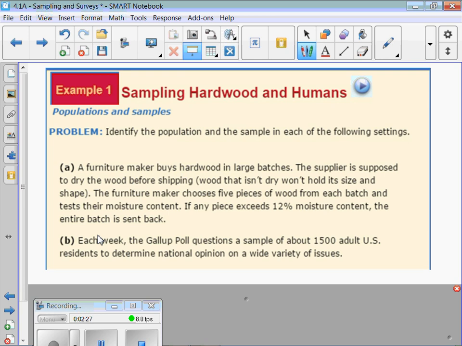All right, each week the Gallup poll questions a sample of about 1,500 adult U.S. residents to determine national opinion on a wide variety of issues. So, what is the sample? Those 1,500 adults, right? And what is the population? Everyone in the U.S., right? So this is supposed to be a reflection of everyone in the U.S.'s thoughts, okay?